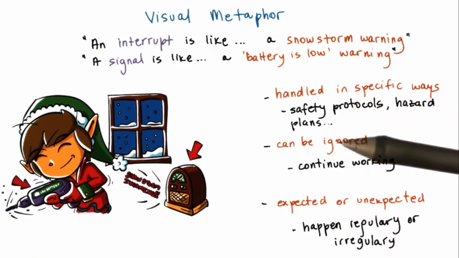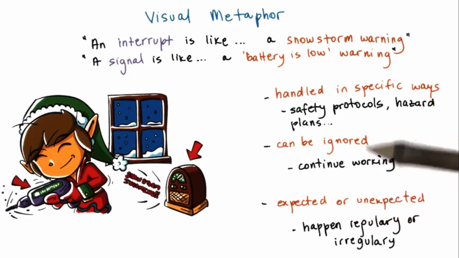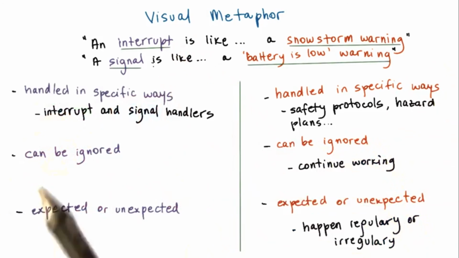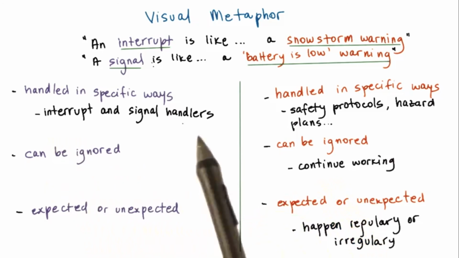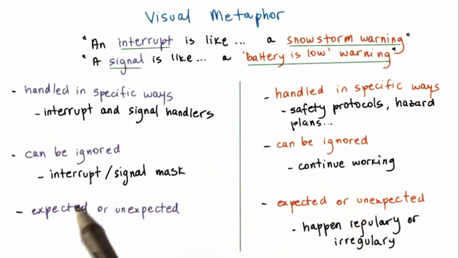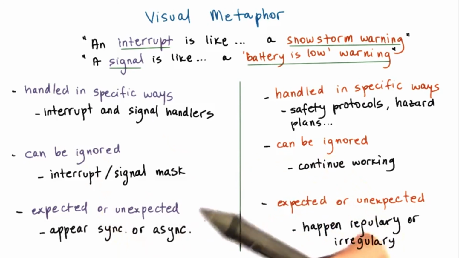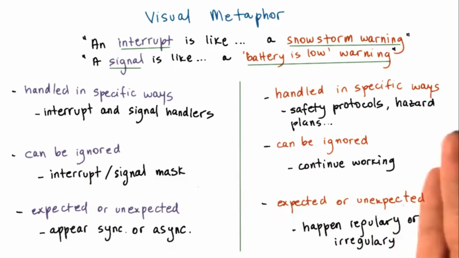Whether or not it is expected for a snowstorm to occur, that will really depend on where the toy shop actually is. If we think about interrupts or signals, well, both of them are handled in a specific way, and that's defined by the signal handler. Next, both interrupts and signals can be masked, as we said, and in that way we can ignore them. And finally, as we previously discussed, these types of events can appear synchronously or asynchronously. So we have some analogy between these two contexts again.